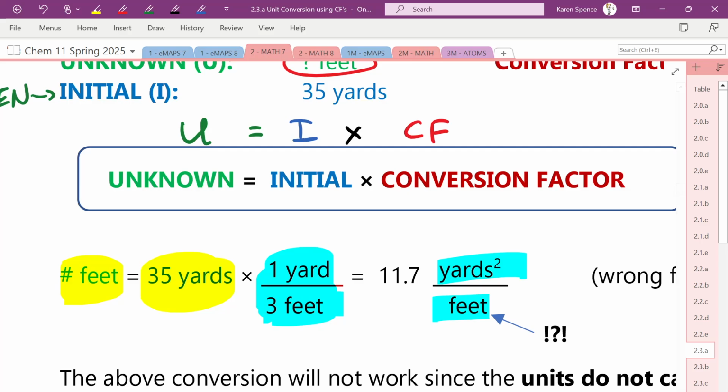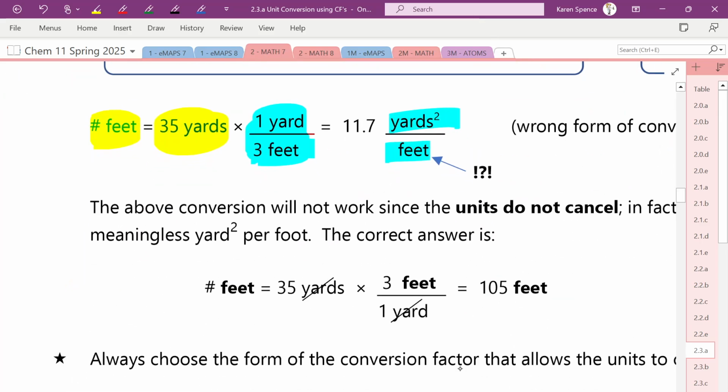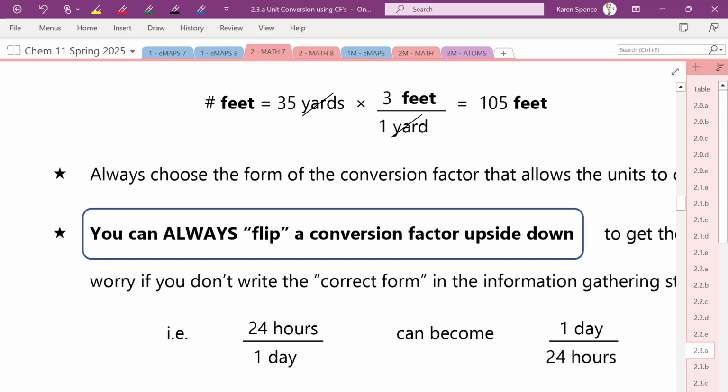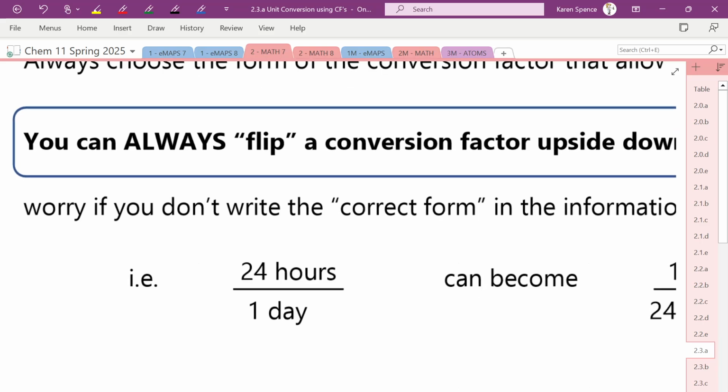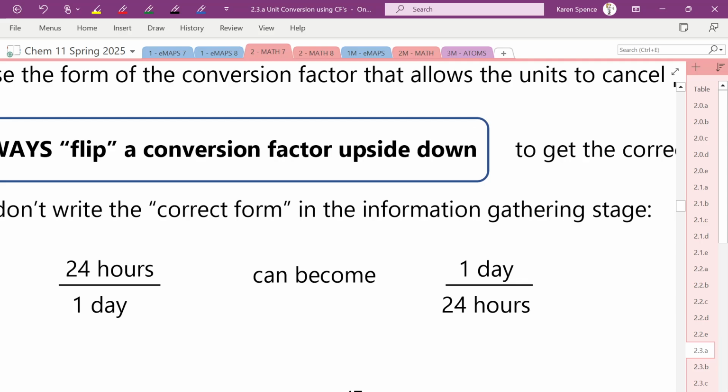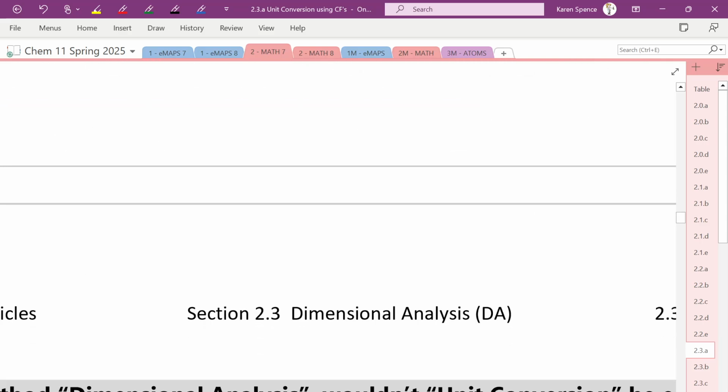If you try to do it all in your head, it's easy to get a conversion factor upside down by mistake. But if you write it out, you'll see, oh, my units didn't cancel. I must flip that conversion factor over. You can always flip a conversion factor upside down, even if it's given to you as 24 hours per day. That can easily become 1 day per 24 hours. Doesn't matter.